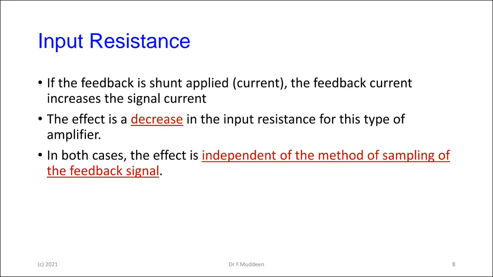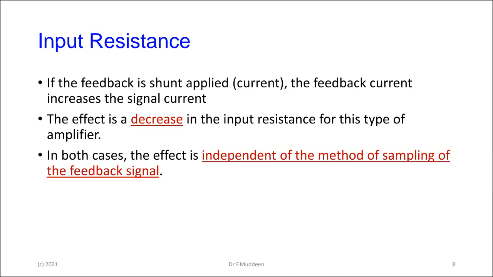Right? If the feedback is shunt applied, meaning current, then the feedback current tends to increase the signal current. Remember, the feedback current is in parallel with the current that is going into the device, so that the signal current now has to be more. If the source is seeing more signal current being demanded of it, then as far as it is concerned, the device input resistance has dropped.